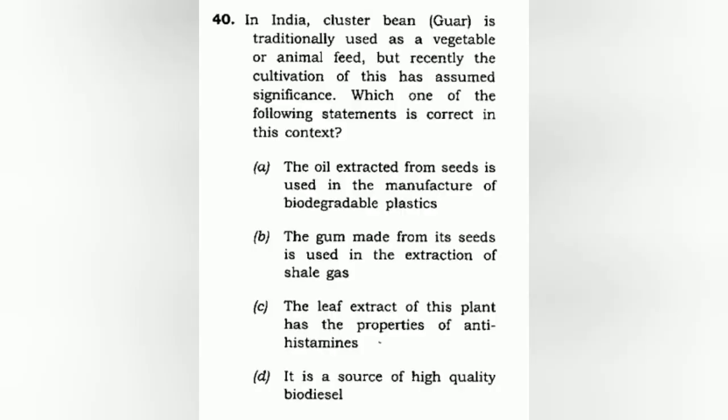So the first option is oil extracted from seeds is used in the manufacture of biodegradable plastics. No. The gum made from its seeds is used in the extraction of shale gas. So you don't even have to know about the last part if you have got it correct, because it's the gum that's used the most. And the third is the leaf extract of this plant has the properties of antihistamines. So no. And it is a source of high quality biodiesel. No. So the correct answer is B, and this is how the option makes it correct.